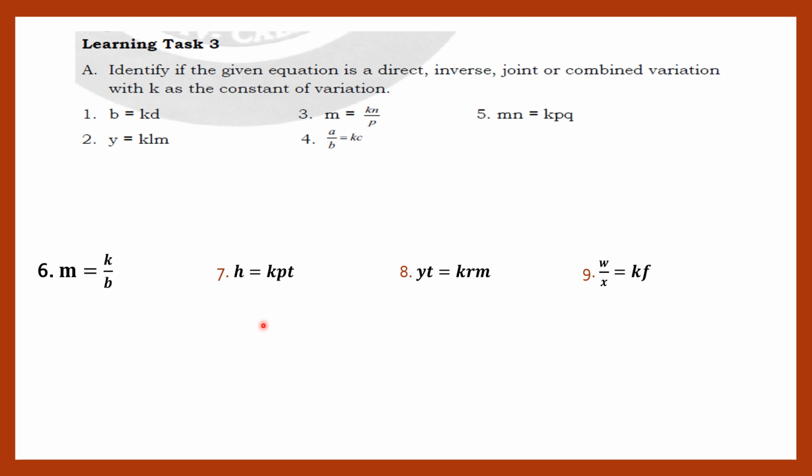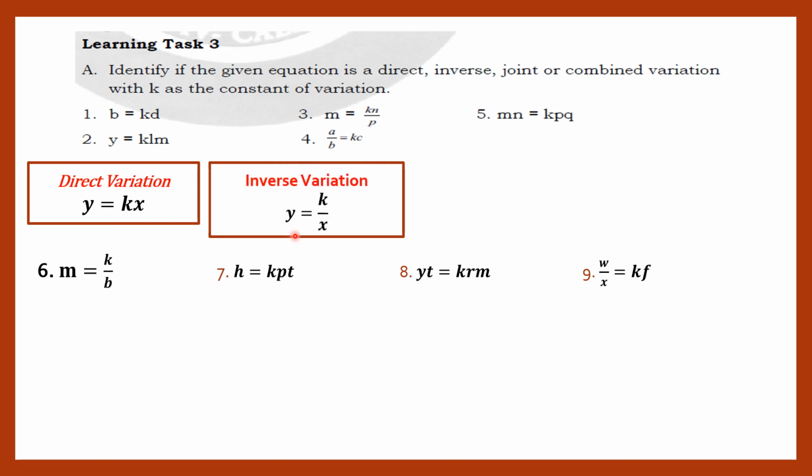To do this activity, let's first have a quick recap on the equation of variation, since you're going to identify if the given equation is direct, inverse, joint, or combined variation with k as the constant of variation. Direct variation, your equation should be y is equal to kx, or a variable is multiplied to a constant. Next is inverse variation, y is equal to k over x, or here we are dividing a variable on your constant. Next is joint variation, where we have the equation y is equal to k times q times p times r, or we are multiplying two or more variables on your constant.